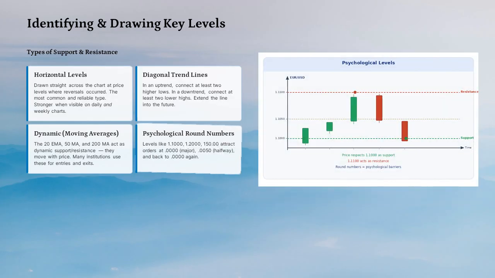Psychological round numbers are critical in Forex. Levels like 1.1000, 1.2000, and 150.00 attract orders simply because they are round numbers. The most important are 0.0000 levels, like 1.1000. The next most important are 0.0050 levels, like 1.1050, and then back to 0.0000 again.